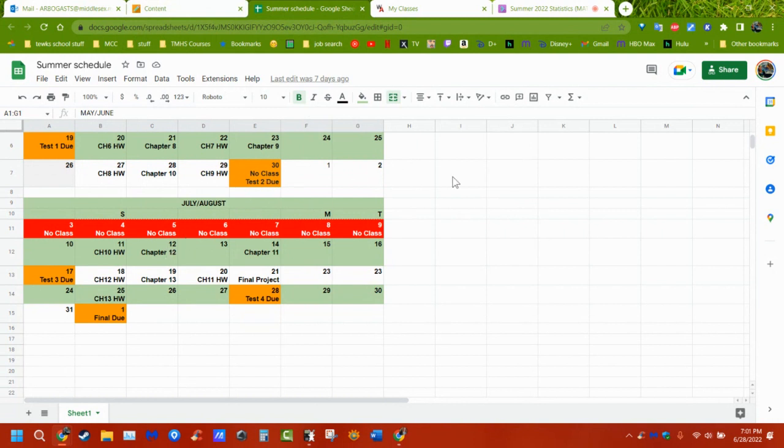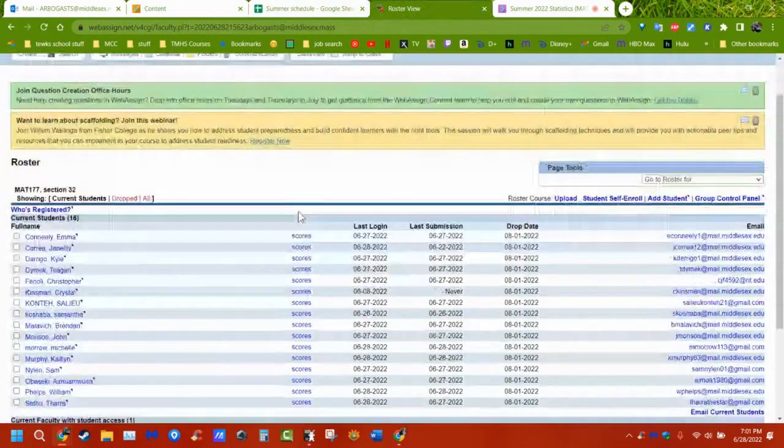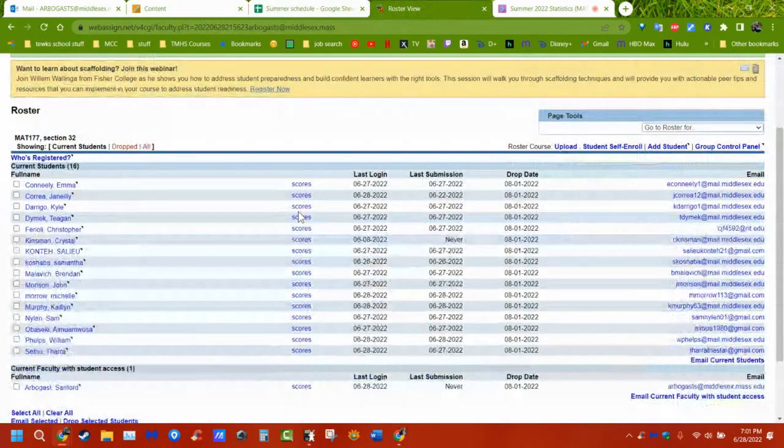So if you're missing something and you want an extension, let me know now so I can do it. I'm not going to be checking my email during the 4th of July break, because I'm going to be elsewhere. So if you know you need something, let me know now so I can make that extension for you.